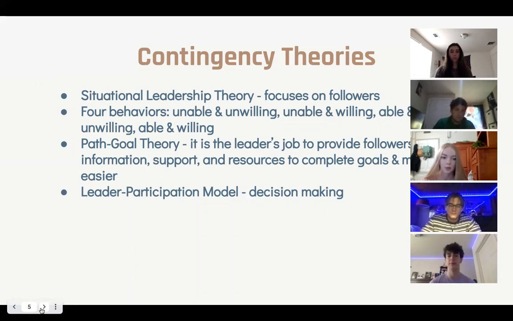The path-goal theory says that the leader's job is to provide followers with information, support, and resources to complete goals and make it easier. This is similar to the situational leadership theory. And then finally, the leader participation model says that the way the leader makes decisions is as important as what decision they make. It claims that leader behavior must adjust to reflect the task structure and should take recommendations on what types of decisions they should be making from the employees or followers. And it stresses the importance of the relationship between employees and the leaders.